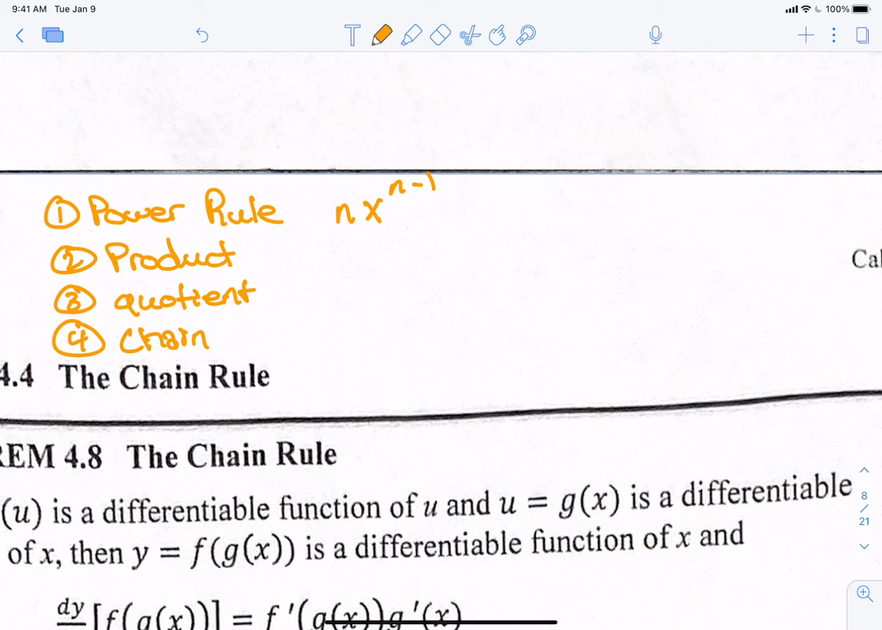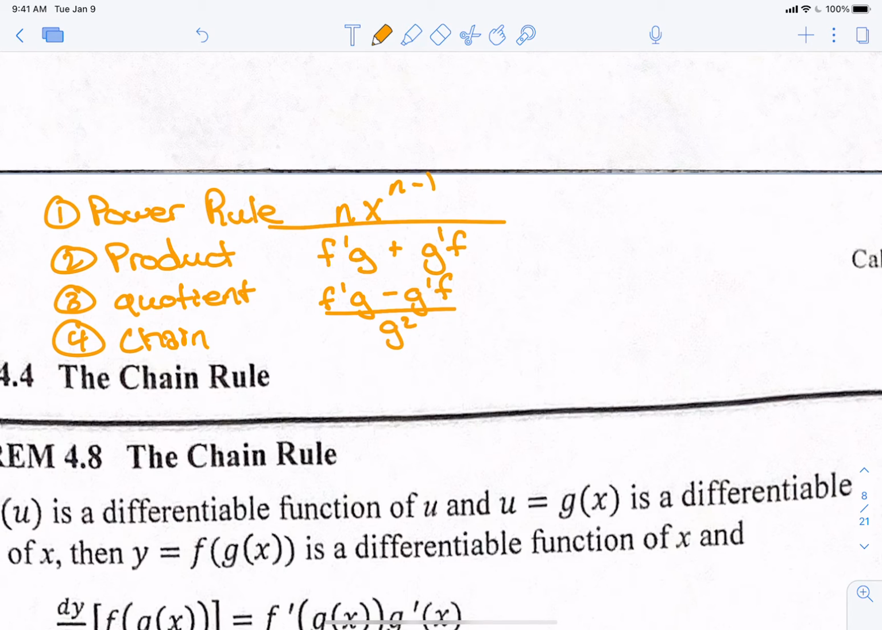Product, what's the rule for product? The faster you memorize this, the easier it will be. F times G prime plus F prime G. What's the rule for quotient? F prime G minus G prime F over G squared. So power, product, quotient is a little bit longer.